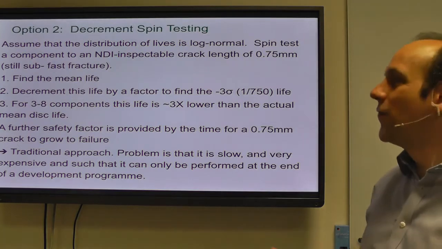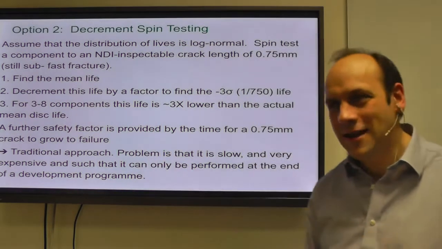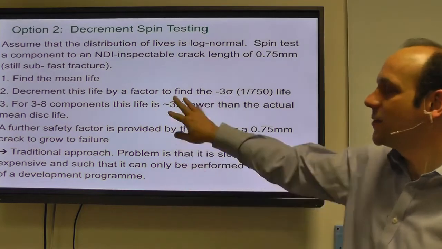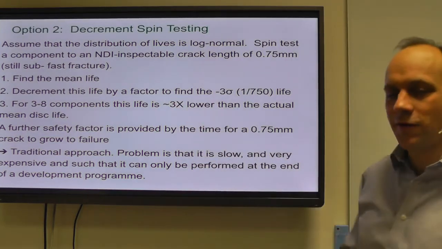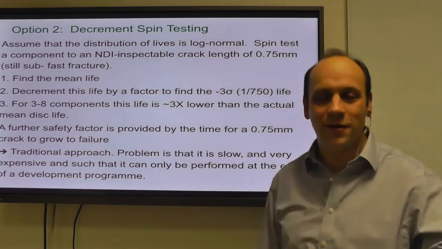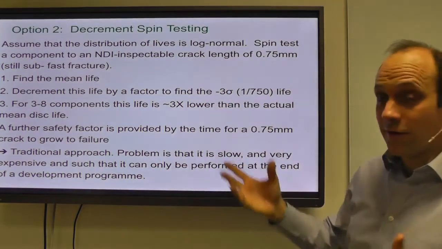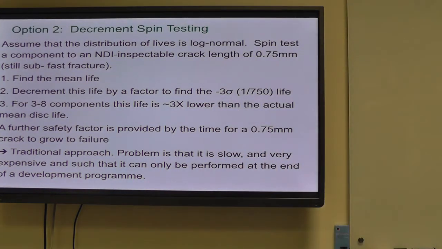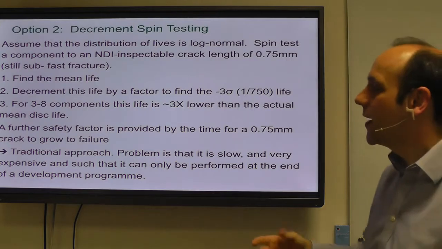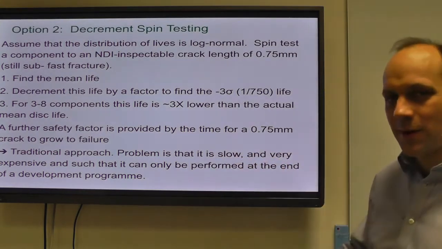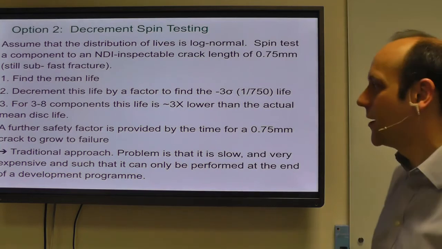And that slightly depends on how many tests you've done, but for something like 3 to 8 components, that tends to be about a third of the life. So if you had a 60,000 hour mean life that you found in spin testing, this would give you a 20,000 hour life. You have another safety factor there, which comes from growing the crack from 0.75 millimeter to failure. It probably isn't a very big safety factor, but it's some.